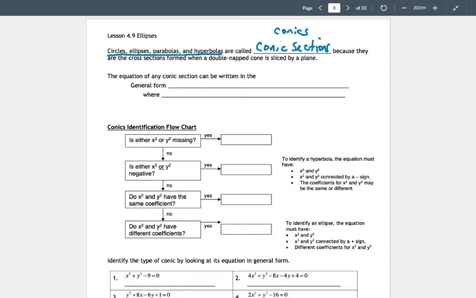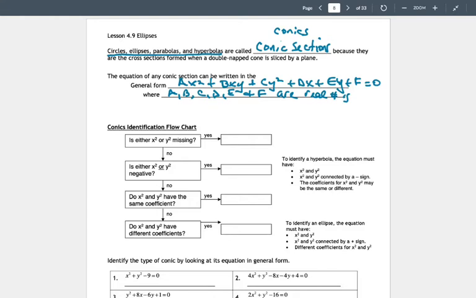On the circle day, we kind of had some images of that. The general form for our conic sections looks like this. It's ax squared plus bxy plus cy squared plus dx plus ey plus f equals 0, where a, b, c, d, e, and f are real numbers. They're just numbers.